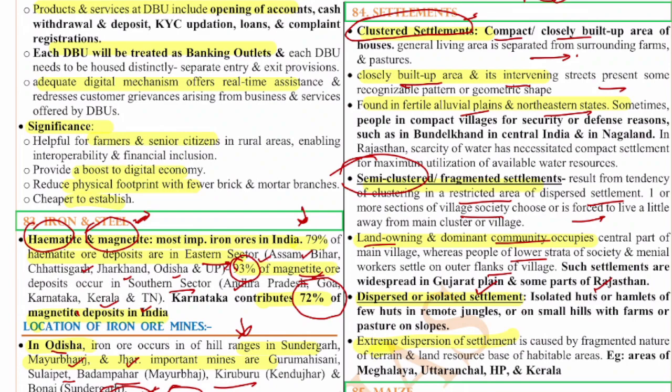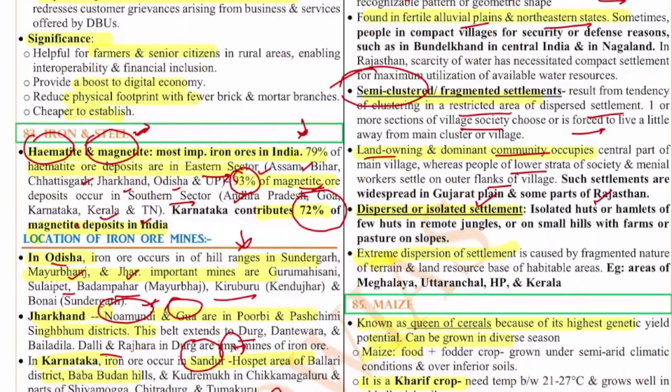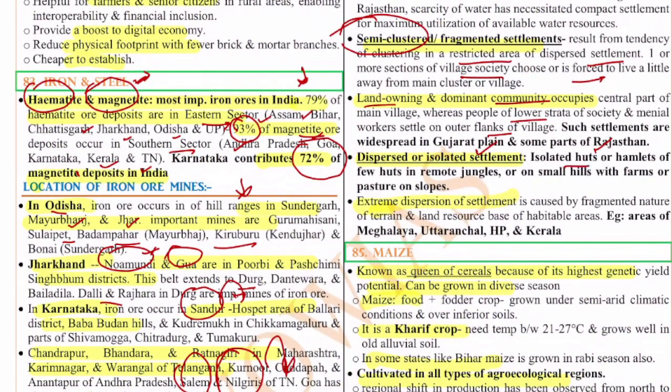Next is dispersed or isolated settlement, where there are isolated huts or hamlets or a few huts in remote jungles or on hills, with farms or pasture on slopes. That means here people will live along with their farms in a dispersed manner. This is about the dispersed or isolated settlement.